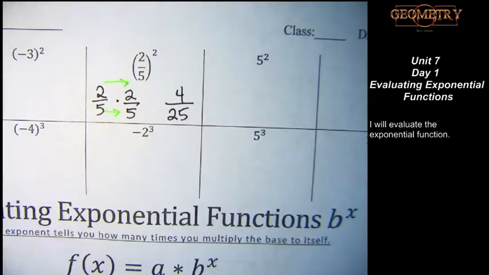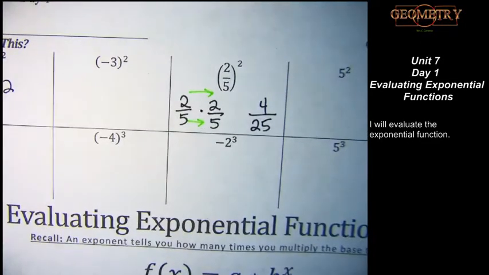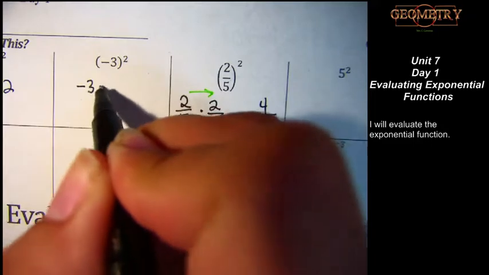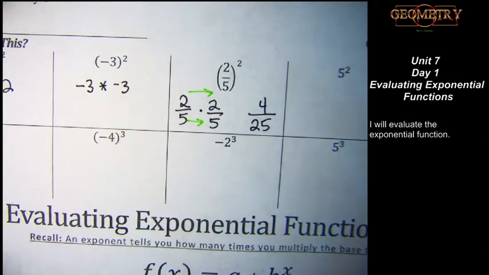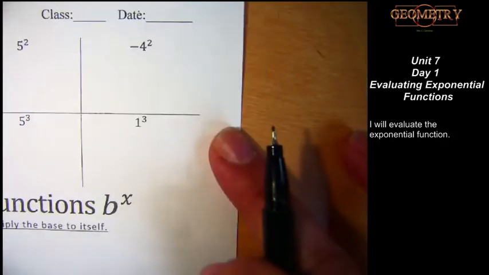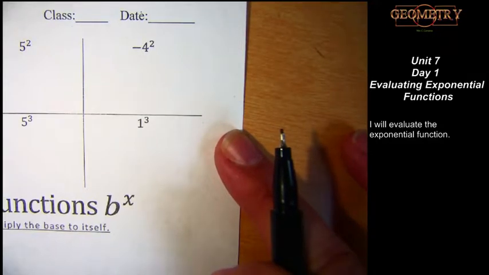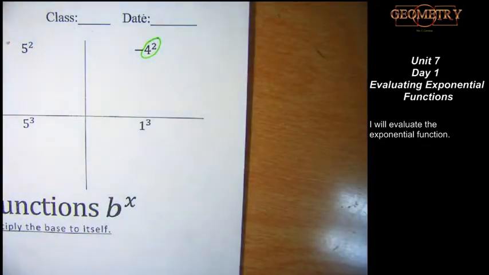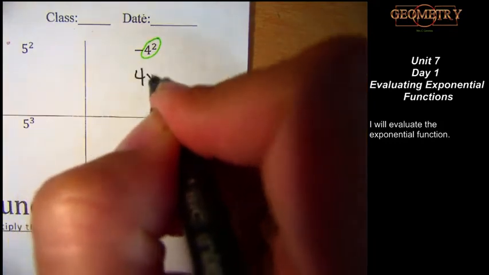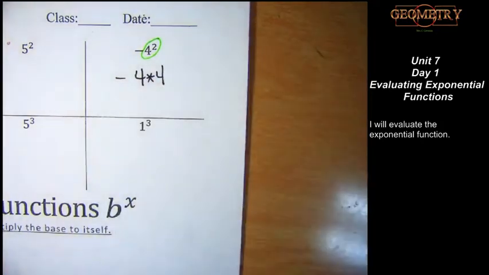Okay, I want to look at this one with the negative. Same thing. It says take everything in the parentheses and multiply it to itself. It would come out positive, 9. But if I slide my paper over to this one, notice how the negative is not in parentheses. By order of operations, this means that I have to do that part first. I have to do 4 times 4 before I can apply the negative to the very end. So it would be negative 16.